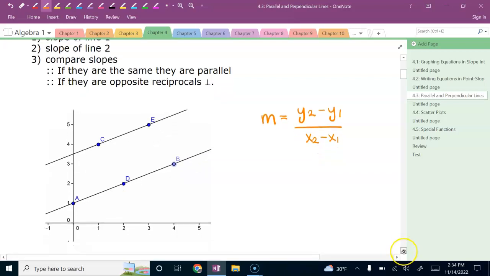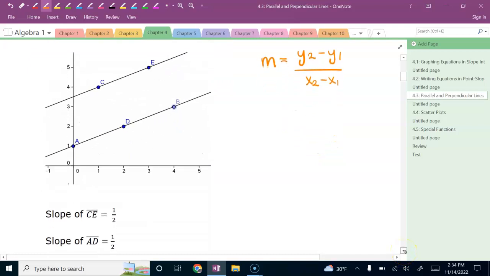So for example, for this one, I've got these two lines, CE and A through D through B. Now, in order for me to find the slope, because they already gave me those answers here, what I did is I either used my methods of counting on the line. So I went up 1 and over 2, and that's how they got 1/2. Or they would have grabbed coordinates. So C is at 1, 4. E is at 3, 5. And they would have plugged that into my slope equation. So I would have said 5 minus 4 over 3 minus 1, and I would have gotten the same 1/2.